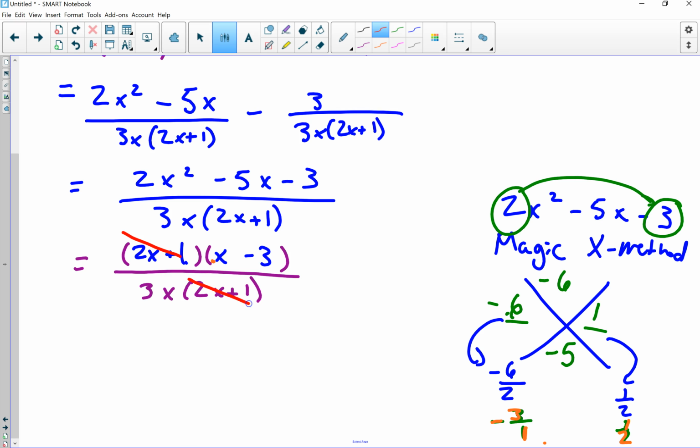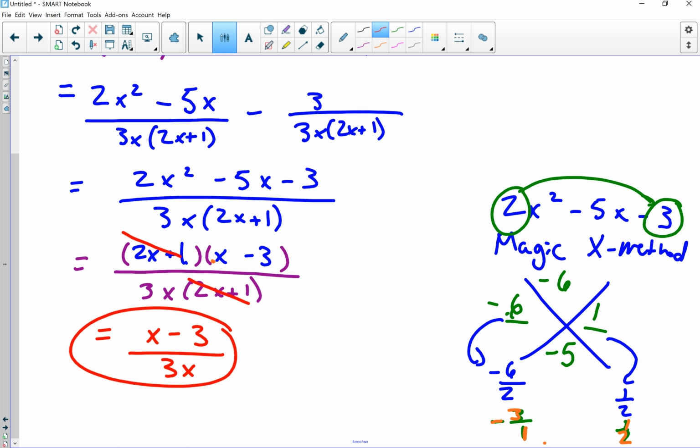We do have a common factor of 2x plus 1 that we'll go ahead and cancel. So then in the numerator I'm left with x minus 3. On the bottom I'm left with 3x. We might be tempted to cancel out our x's or say the 3's. However, on the top it's x minus 3, right? This is not pure multiplication, this is subtraction. And you have to have pure multiplication to cancel things. So this minus kind of throws that possibility out the window. So that's the best we can do.